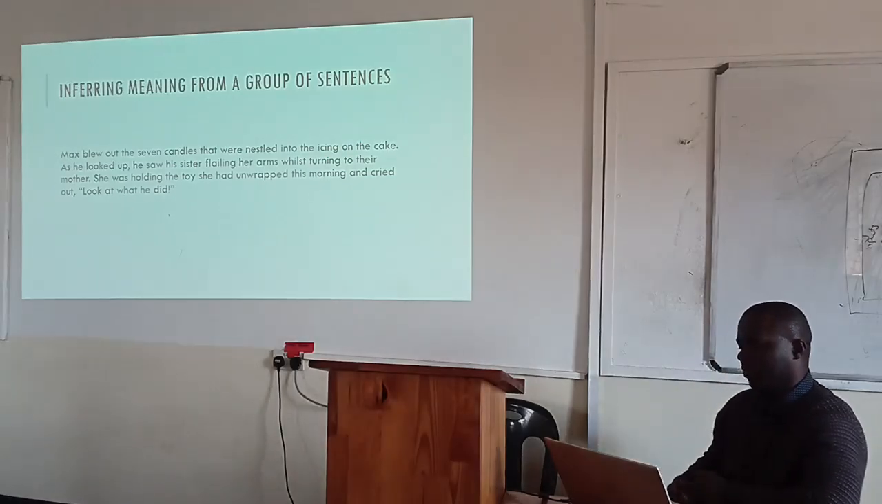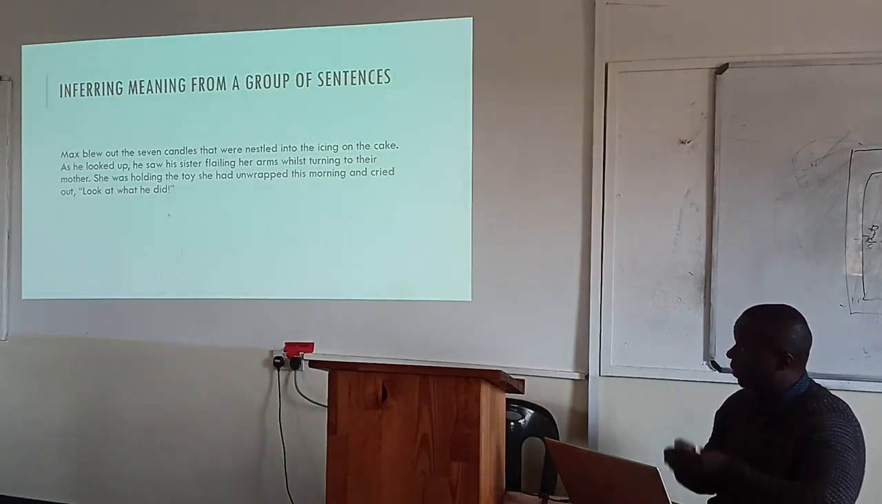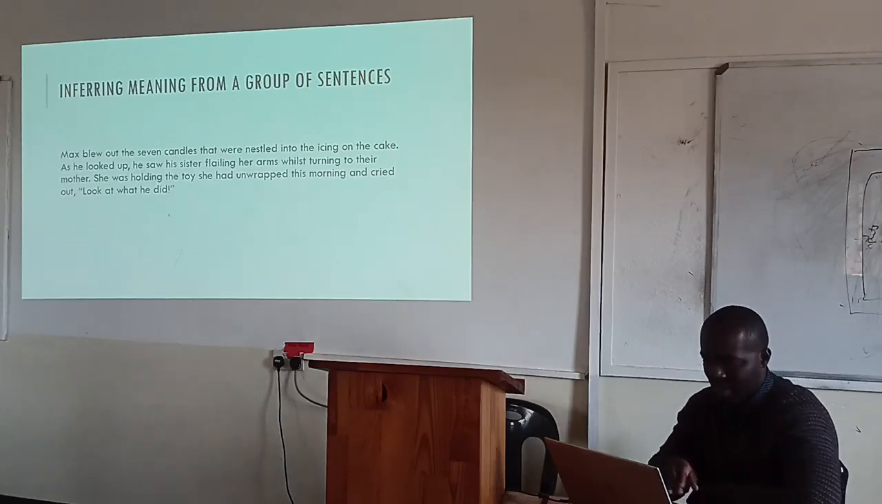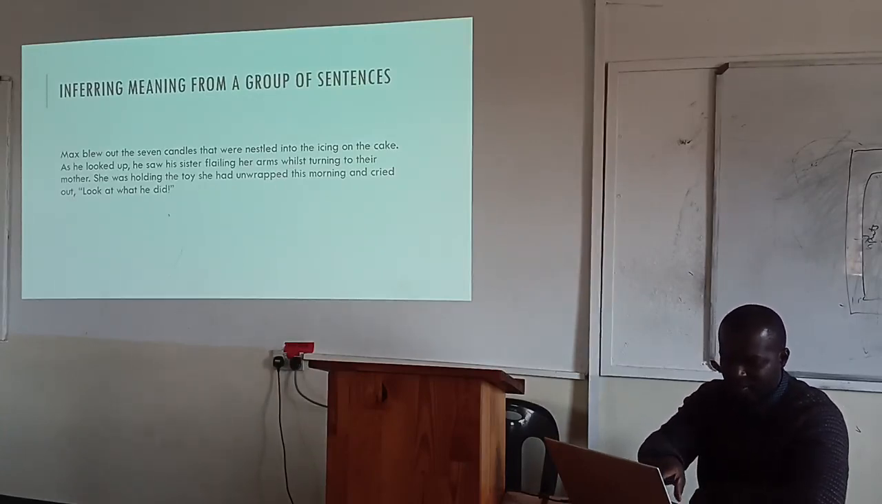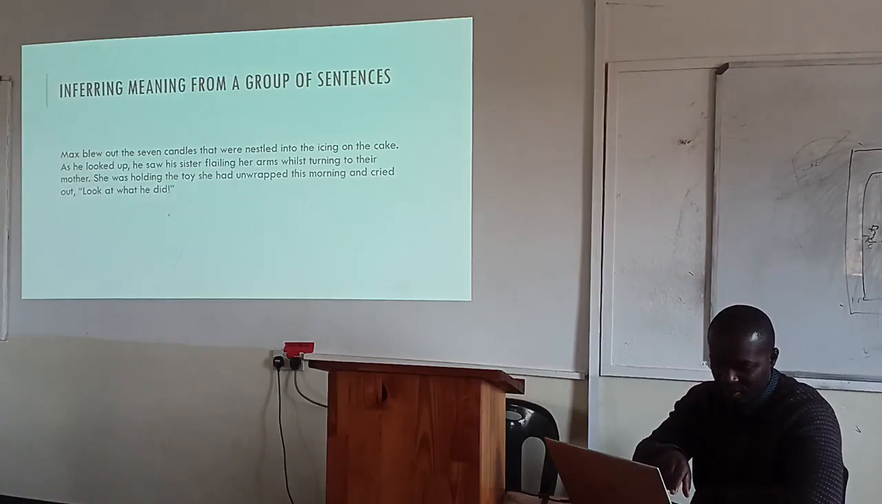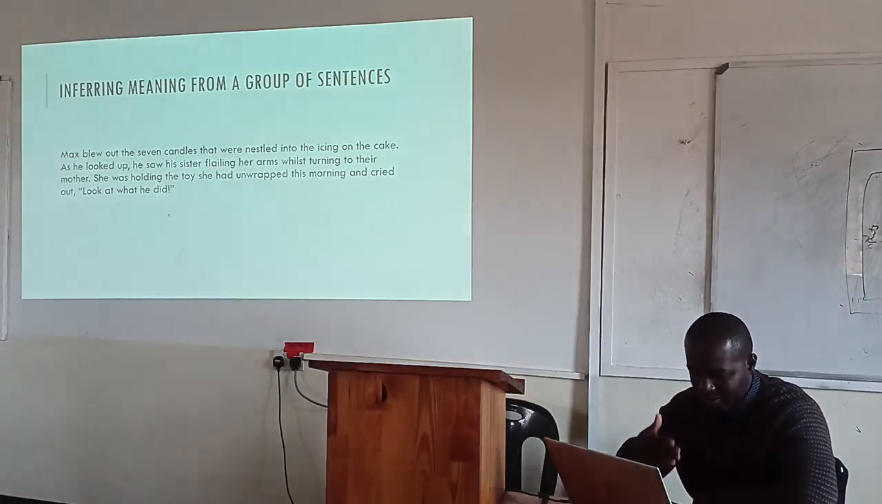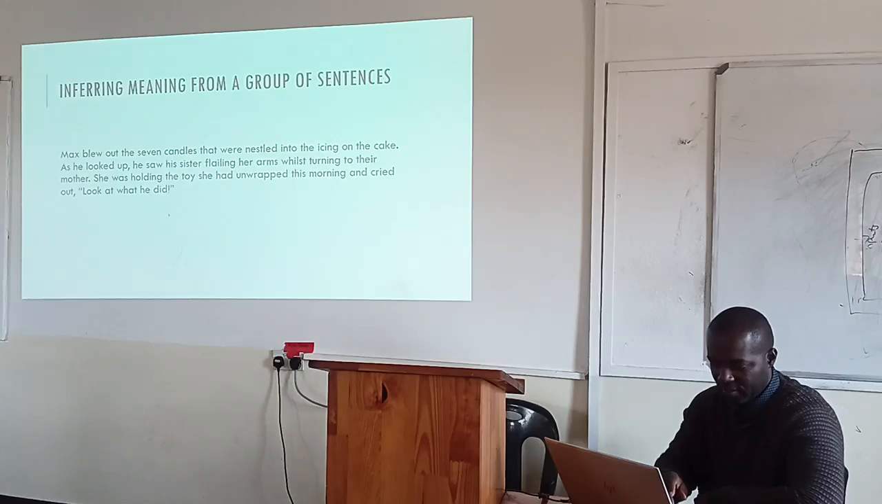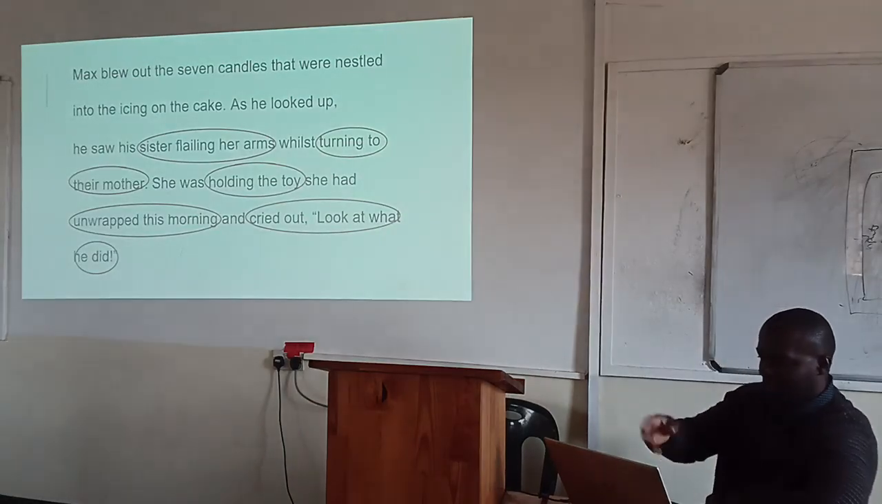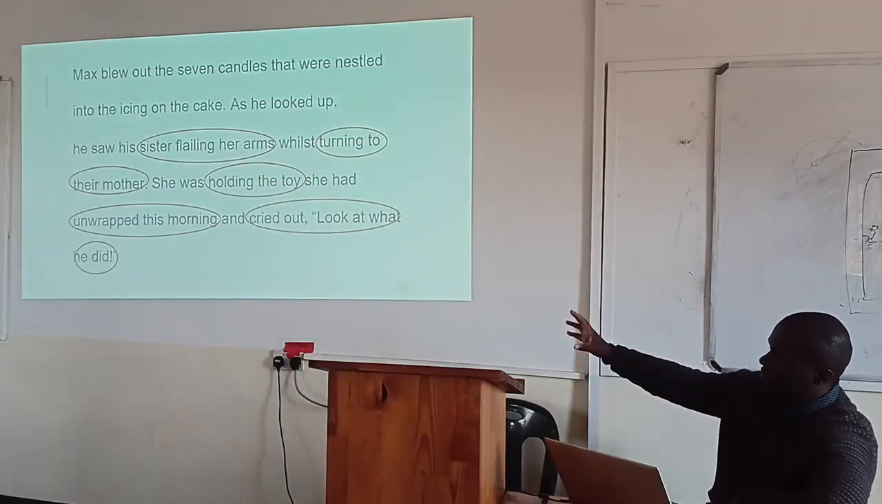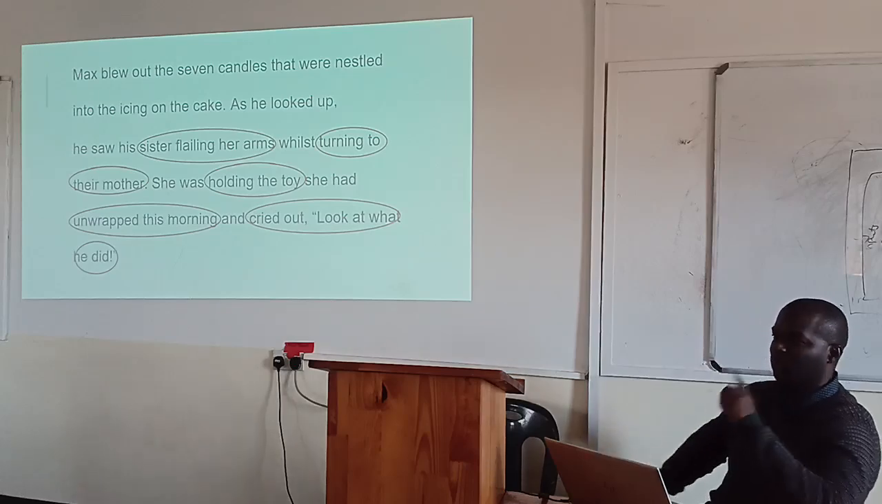So this is just an example for this sentence. I cannot go through it, but it's talking about the same Mark, now with a number of sentences in it. Like the first one we talked about, which was just one sentence, "Mark blew out the 7 candles," but this time around there are additional sentences, right? As he rocked up, he saw his sister. You have understood the first part already, so you made an inference out of the first sentence.